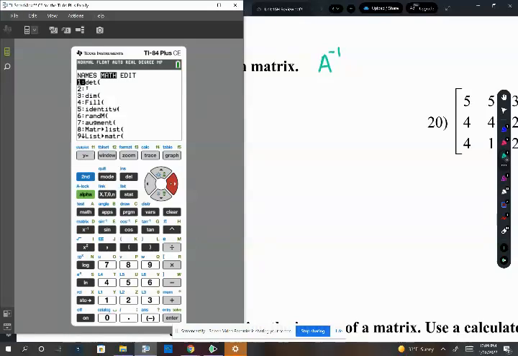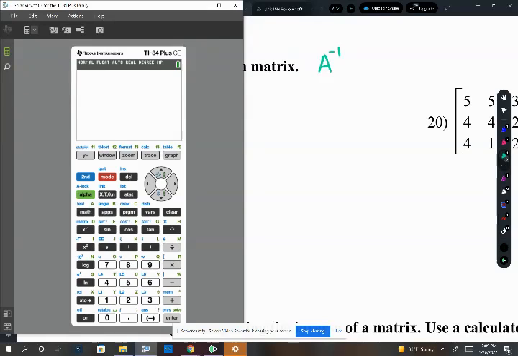We're going to go over to edit and enter, and then notice that our matrix for this one is a 2 by 2. So we're going to go 2, enter, and it gives us the matrix. And then we put our matrix in. So we're going to go 1, enter, 4, enter, 0, enter, negative 7, enter. So we put it in.